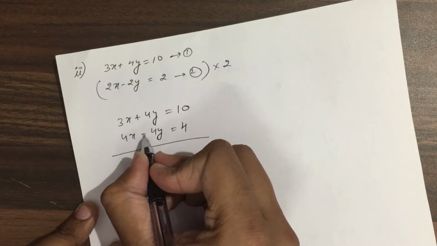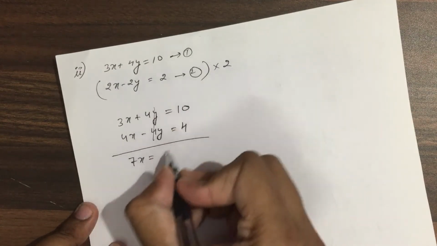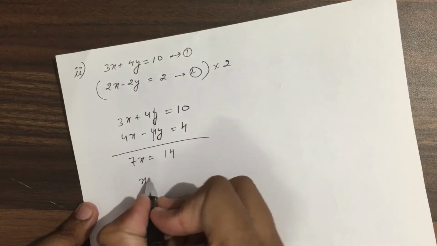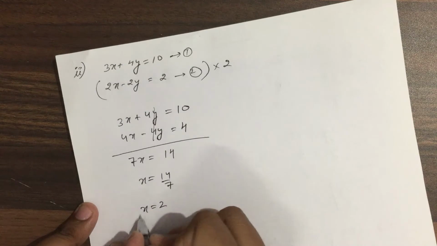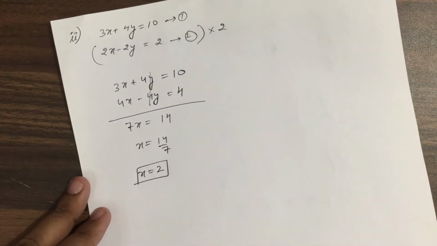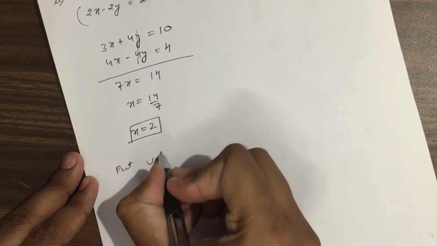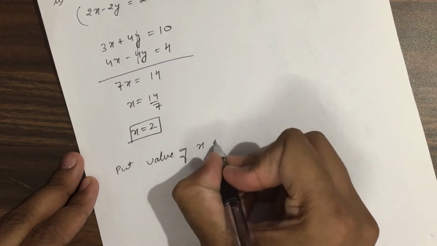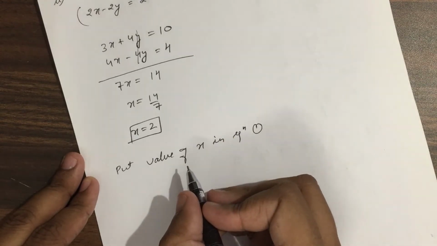Here there are opposite signs, so we will directly add. It will be cancelled. This will give you 7x is equal to 14, x is equal to 14 upon 7. This will give you x is equal to 2. Now put the value of x in any of the above equations. So put the value of x in equation 1. Equation 1 is 3x plus 4y equal to 10.